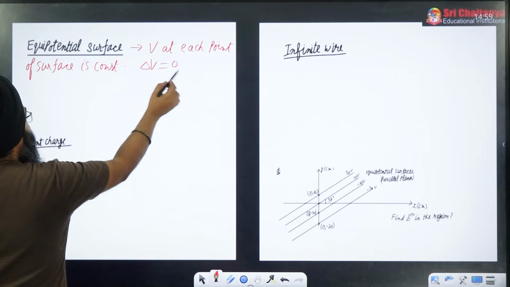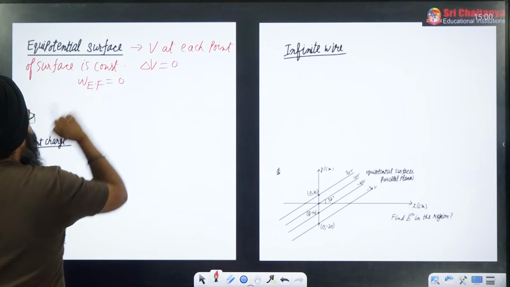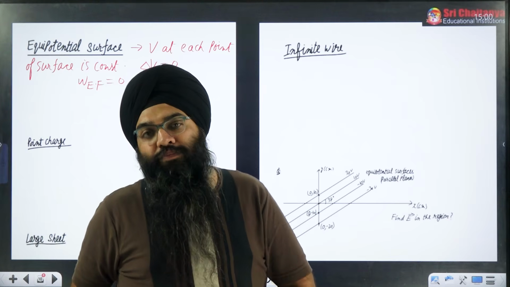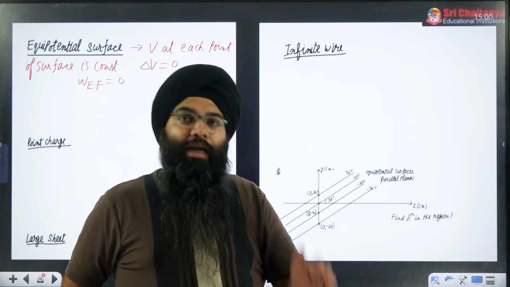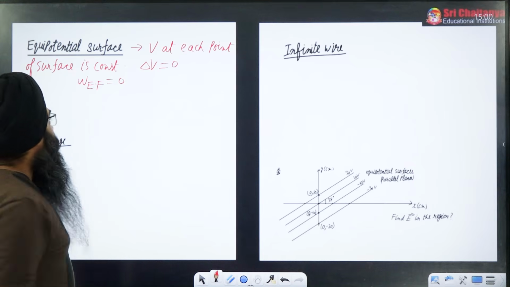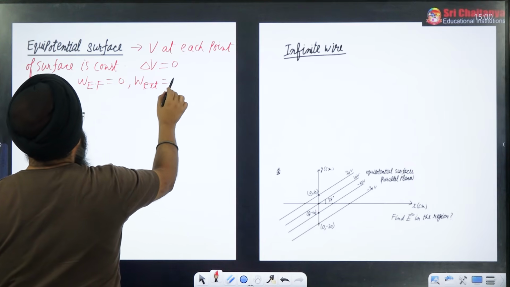Always remember, if potential difference is 0, then the work done by the electric field will also be equal to 0. That means if you take any charge from one point to another point on the equipotential surface, then the work done by the electric field will also be equal to 0, and similarly I can say the work done by the external agent will also be equal to 0.